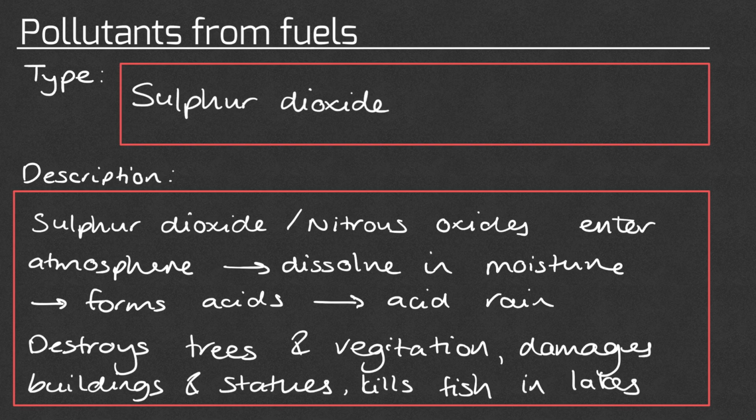This then falls as acid rain, which can destroy trees and vegetation and crops. It can damage limestone buildings and statues, and it can kill fish in lakes or ponds.